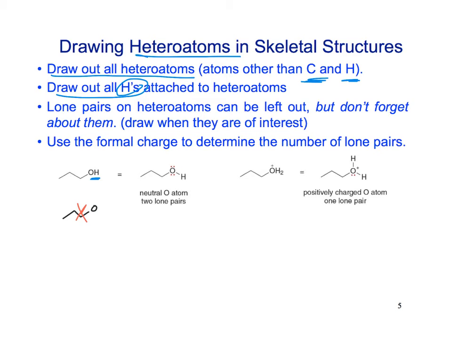Lone pairs can be left out, but you can't forget that they're there, because sometimes we need to use them. When we start drawing chemical reactions, we're going to need to know when they're there. So basically what we do is we draw them out when we need them. The last thing is that we can use the formal charge, and I'll talk about this on the next slide, to determine the number of lone pairs that there should be.